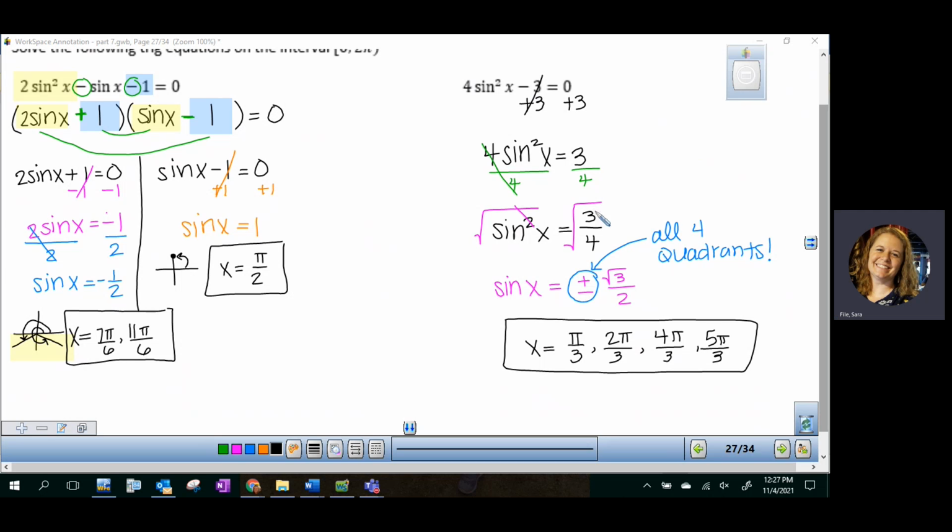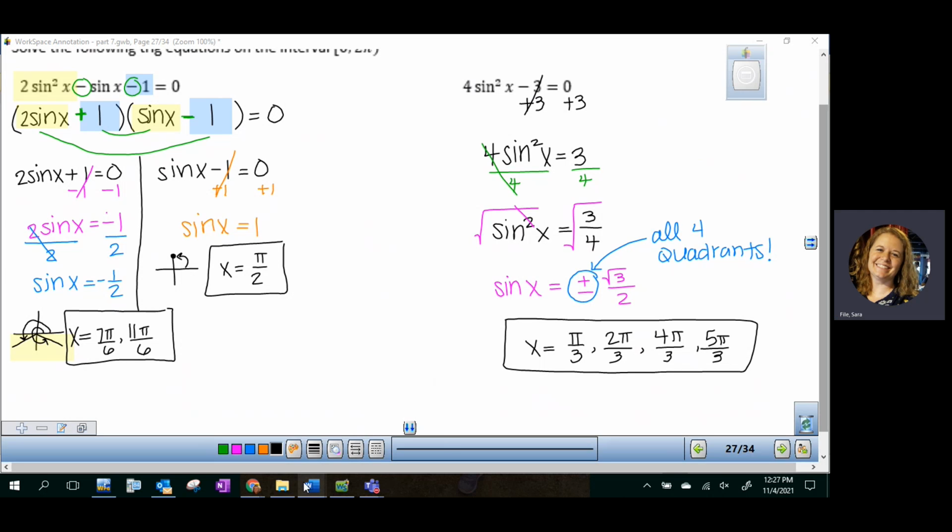Remember, when you square root a fraction, square root of the numerator, square root of the denominator. Where is sine square root of 3/2? That's at the pi-thirds reference angle. So it's the pi-thirds angle from all 4 quadrants. Feel okay about that one? Okay, so that's it for that supplemental page of notes that I gave you yesterday.